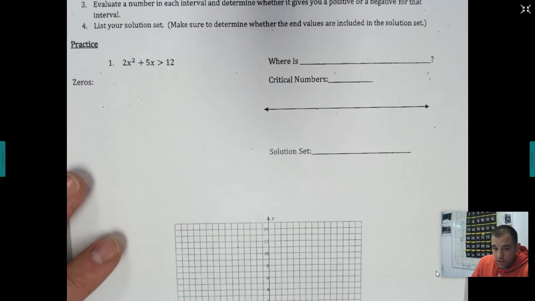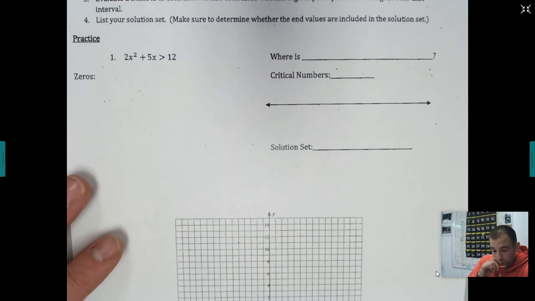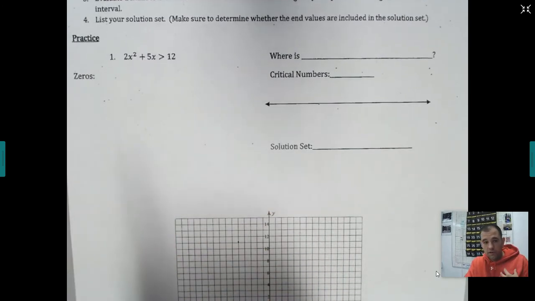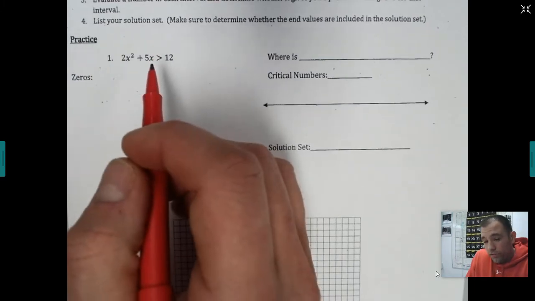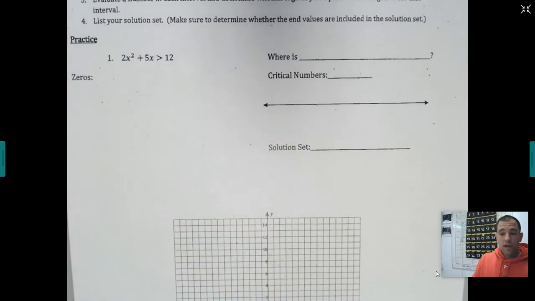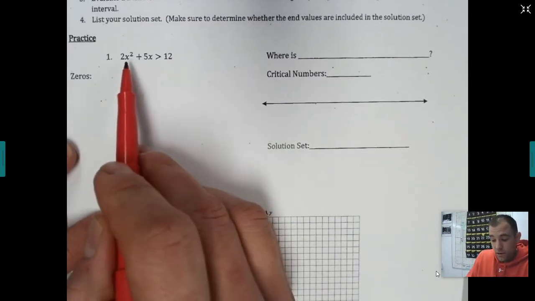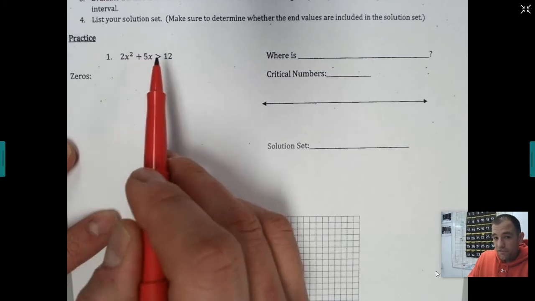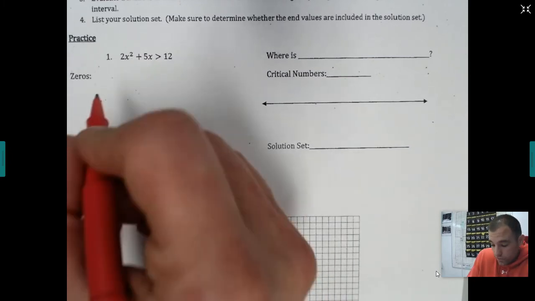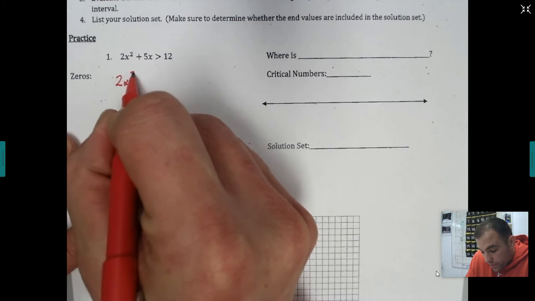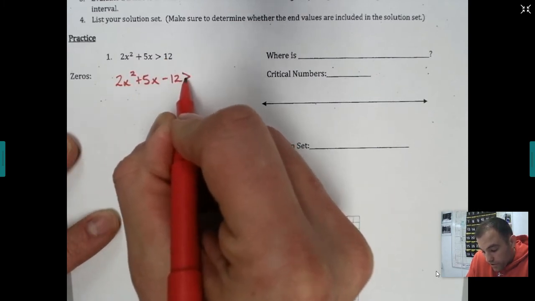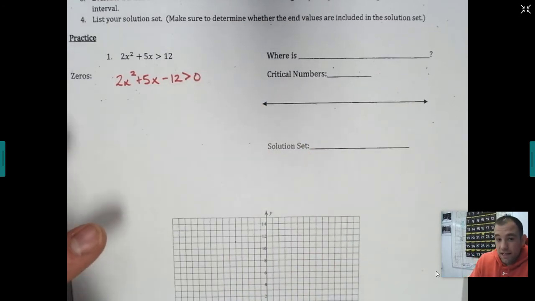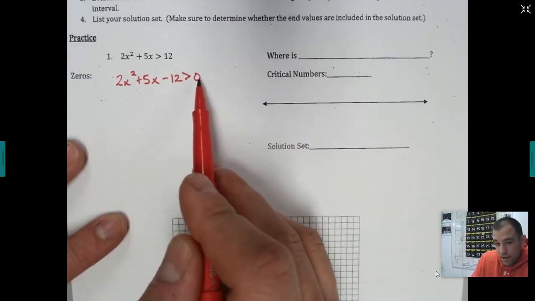Okay, so this question, here's what we need to do first. 2x squared plus 5x is greater than 12. What we need to do first is figure out what the zeros are. In order for us to figure out the zeros, we have to factor it. Since this is a quadratic, we can factor. And in order to factor, it has to equal 0 first. So my first step is to make sure that my problem equals 0. So I would subtract the 12 from both sides. Now it doesn't exactly equal, it's greater than 0. I made this side equal 0.